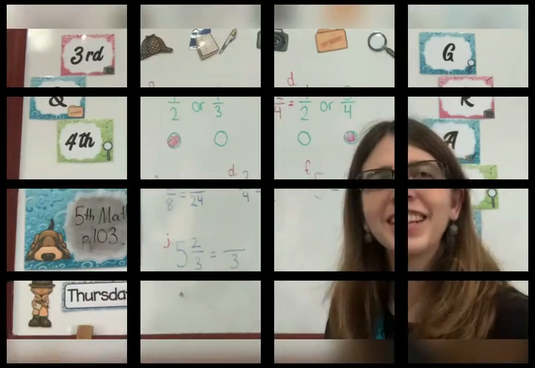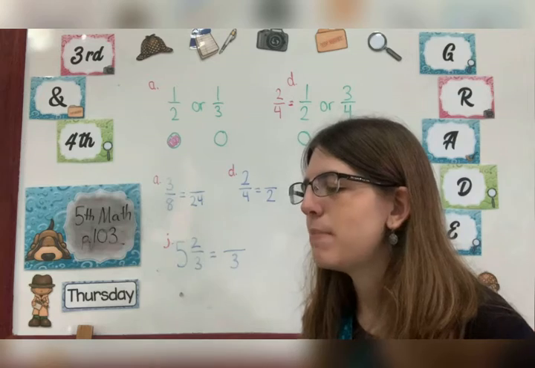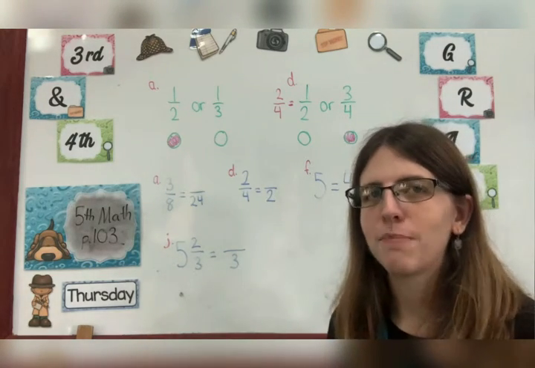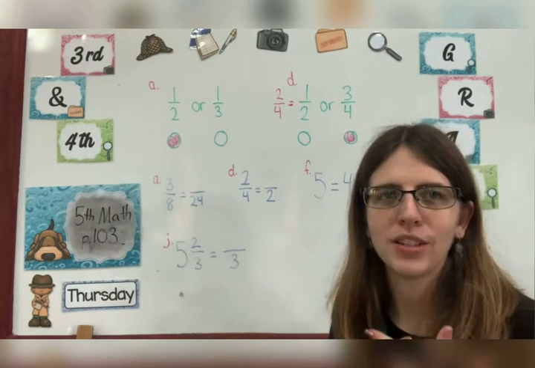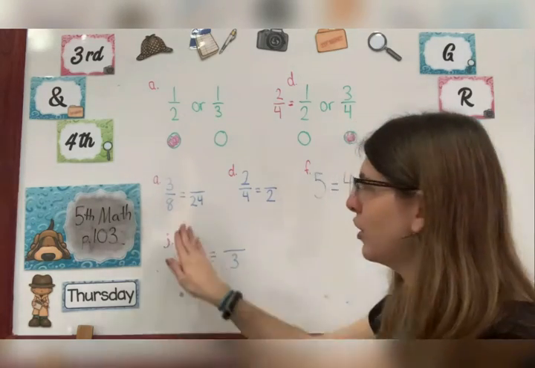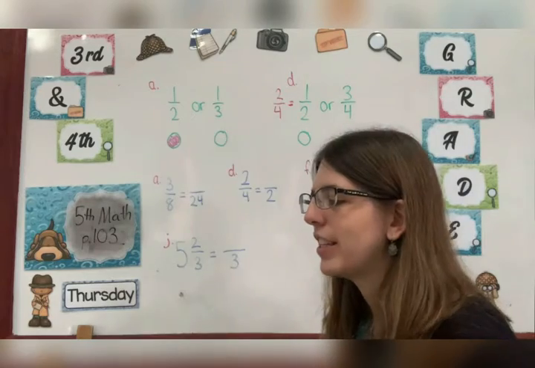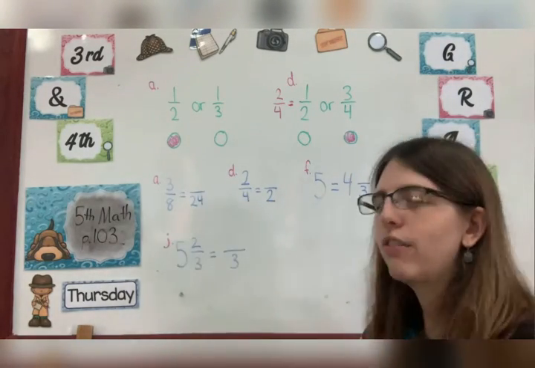All right, now let's look at exercise 5. That says, write the missing numbers. So we have a lot of different types of missing numbers that we're looking for. So I'm going to give you some examples and tell you the letters that are similar to these examples. So the first one is letter A. All right, now this one is very, very simple. 3/8 equals how many 24ths?